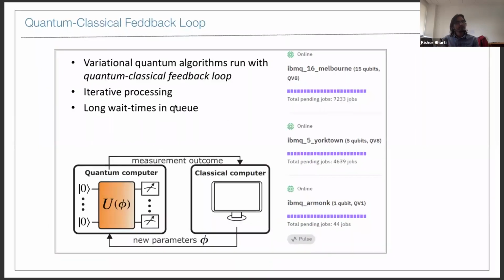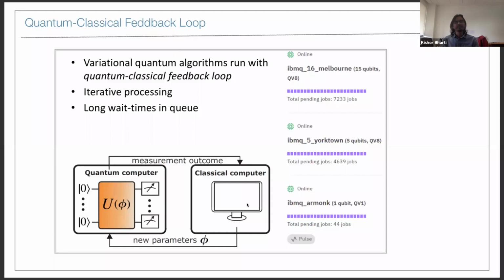The first problem is this quantum-classical feedback loop, which I particularly don't like, and many people in the community share this feeling. You have some quantum computer, you do some measurement, it goes to the classical computer, new parameter, quantum computer, and so on.